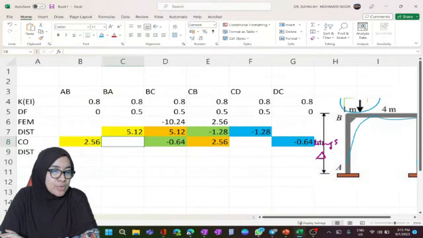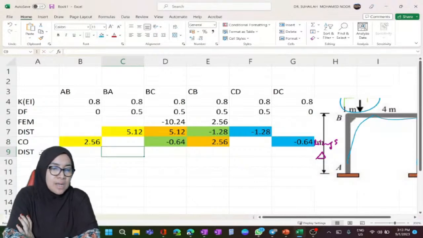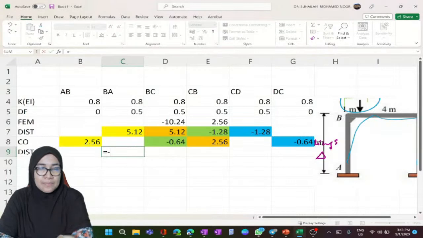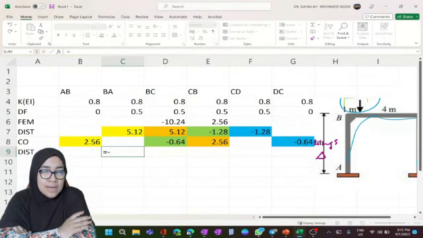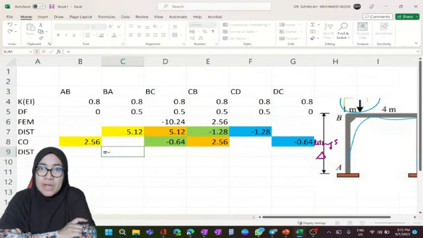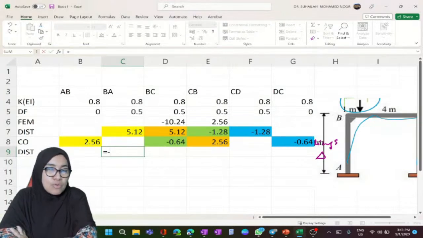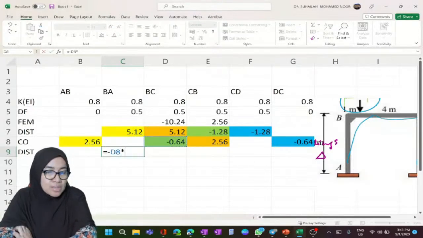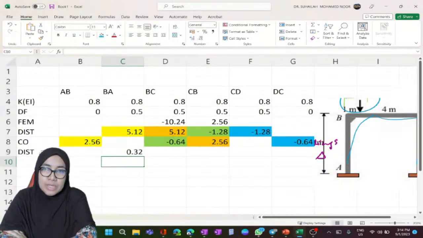For distribution, I put a negative because we have to change the direction to represent the behavior of the joint moment. So it is 0 plus negative 0.64, and we actually get positive 0.64. Multiplied by the distribution factor, we get 0.32.